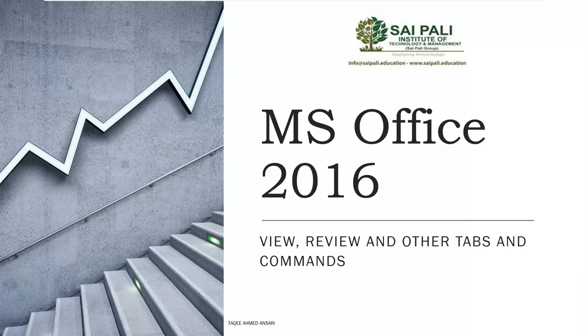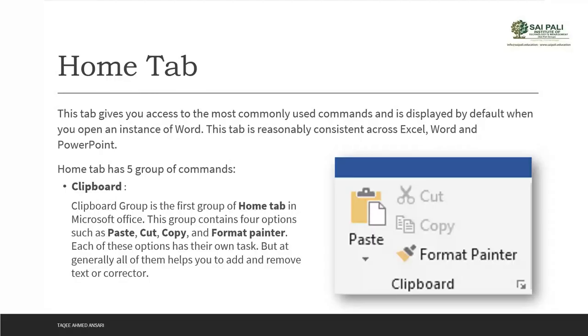Now, in this topic, we will see today the Home tab. This Home tab gives you access to the most commonly used commands and is displayed by default. When you open an instance of Word, you will see the first tab, which is what? The Home tab. Now, this tab is reasonably consistent across all the other applications of Microsoft Office. More or less, it is almost the same in all those other applications, for example, Excel, Word or PowerPoint. Now in this tab, we have 5 different groups of commands.